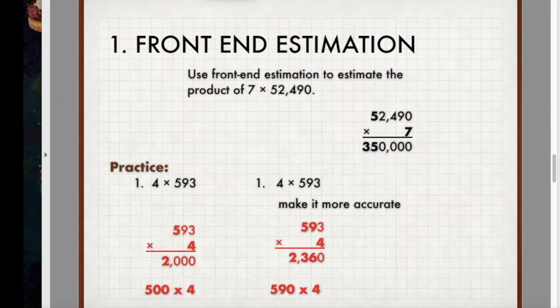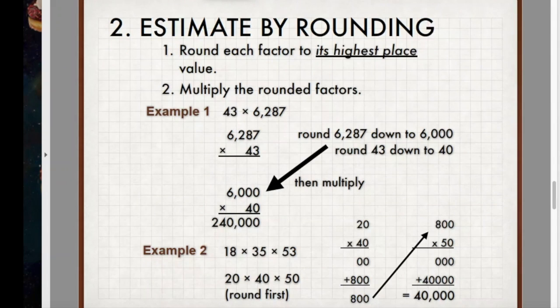Now, if we want to make it more accurate for front-end estimation, we would not just look at the first number, but we would look at the first and second. So we would multiply the 9 times the 4 and the 5 times the 4. Now, if I want to focus on rounding, remember, we always focus on the highest place first. We round first to the highest place, then we multiply. Remember, we don't round after. We're going to go ahead and round first, then multiply.